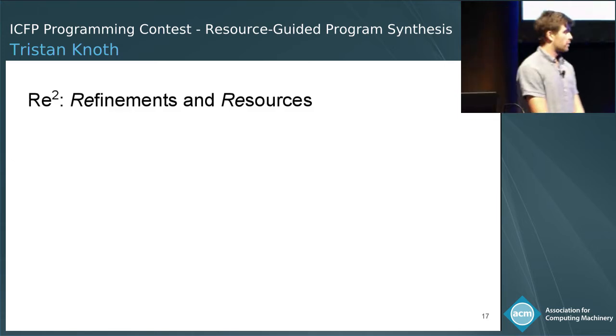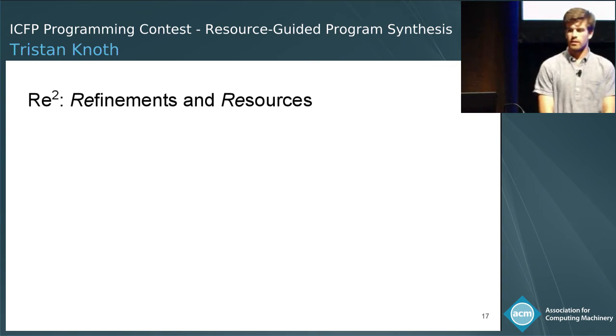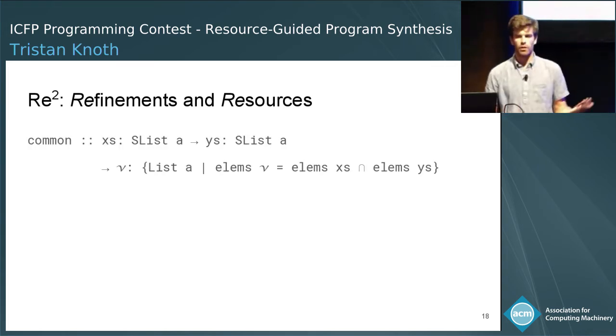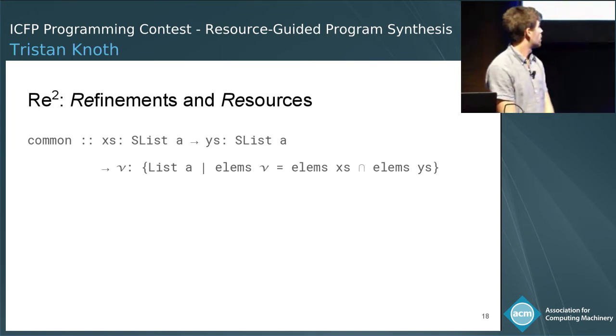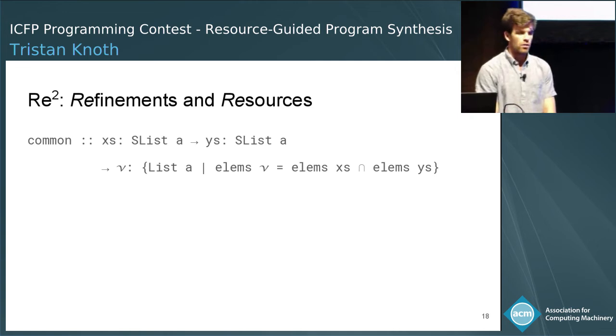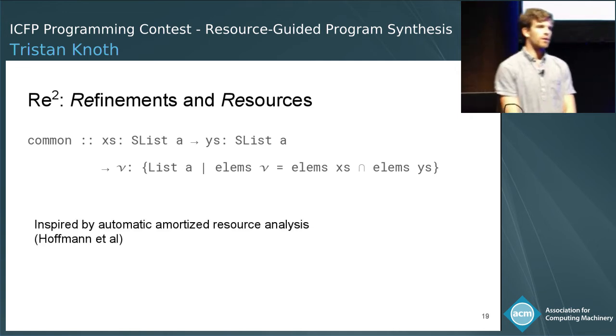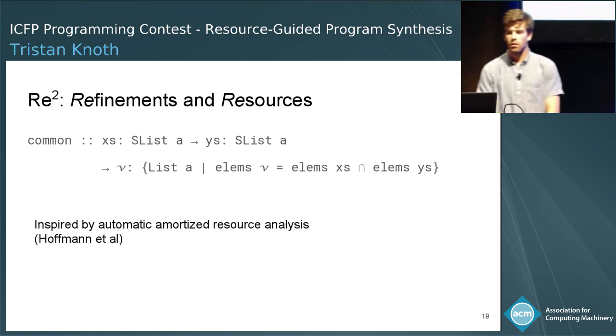To this end, I've developed RE², an affine type system with refinements and resource annotations. I don't really have time to go into detail about how we reduce resource analysis to a constraint-solving problem. Instead, I'm just going to show you how we specify resource semantics and resource bounds in order to guide the synthesizer to find implementations that use only the allotted amount of resources.